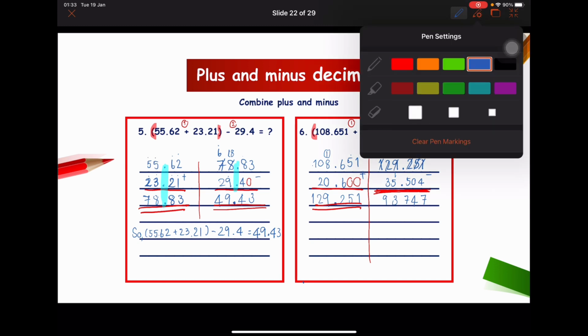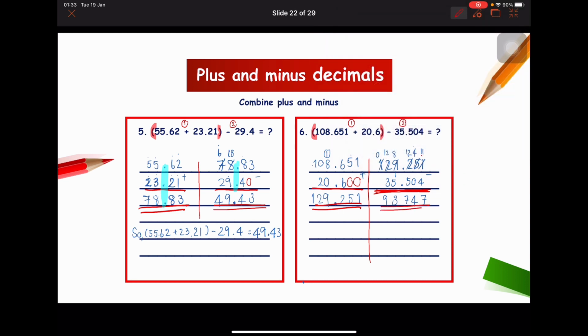Finish? Yes? Okay, so you finish. Underline with your red pen. And so, speak out loud. So together. I write you the question. You just tell me the answer. Okay, so the answer is, don't forget, 93.747. Clap your hand. Finish. Okay, we finished for today.